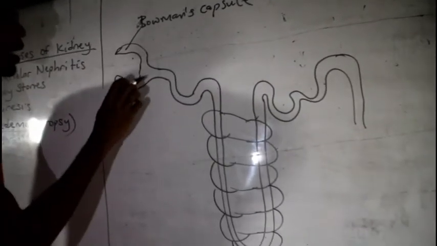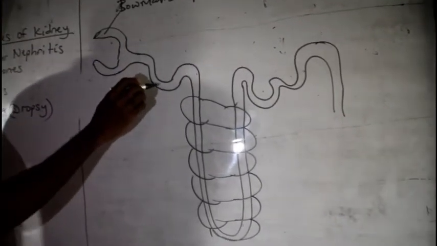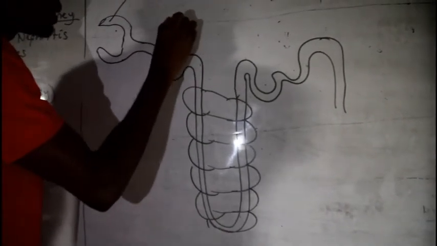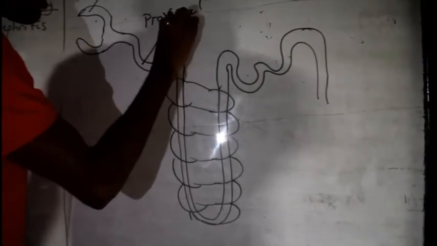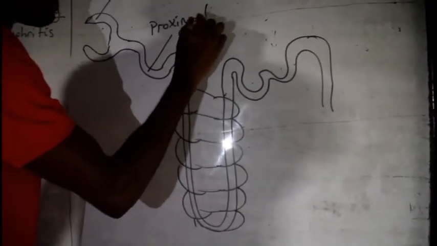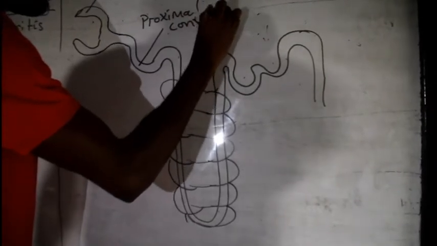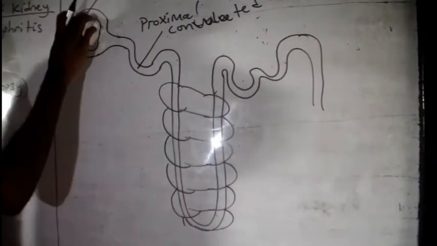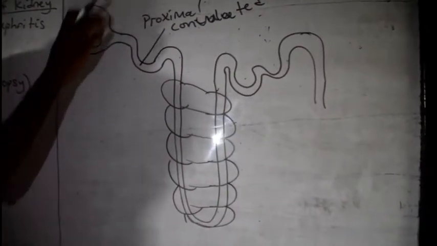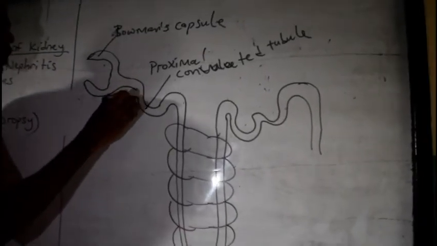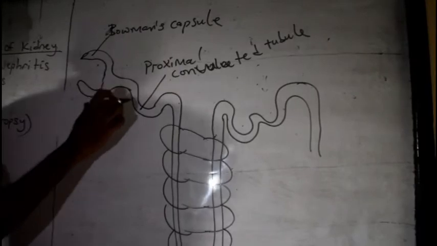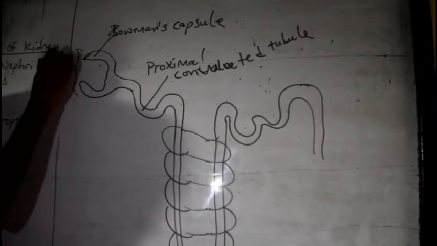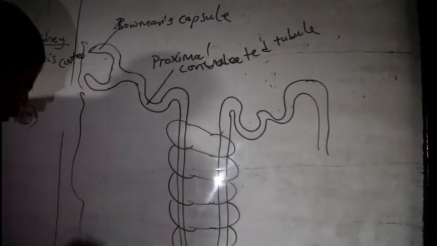So from the cortex, it forms a short coil tube. You can see the coil tube. This short coil tube is called the proximal convoluted tubule. So it starts with the cup-shaped structure known as the Bowman capsule and forms a short coil tube known as the proximal convoluted tubule. This tubule enters into the medulla. Do not forget that the outer part of the kidney is the cortex, then the inner part is the medulla.